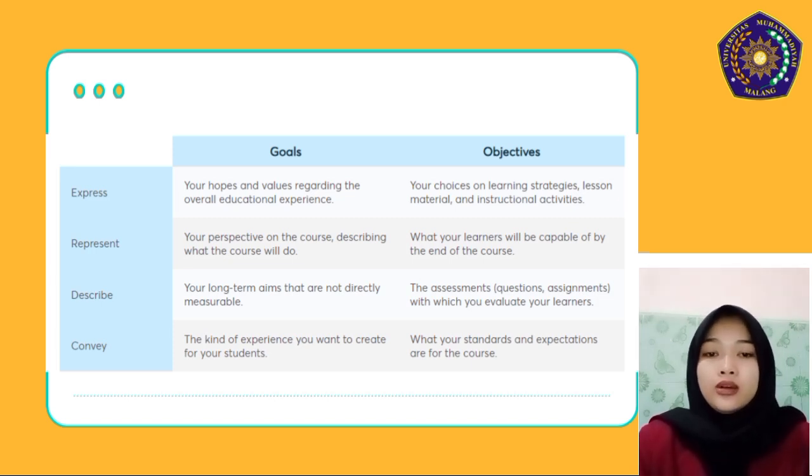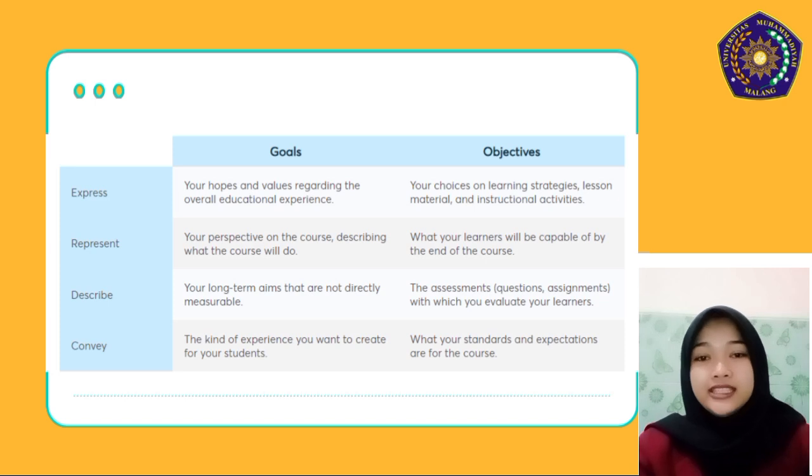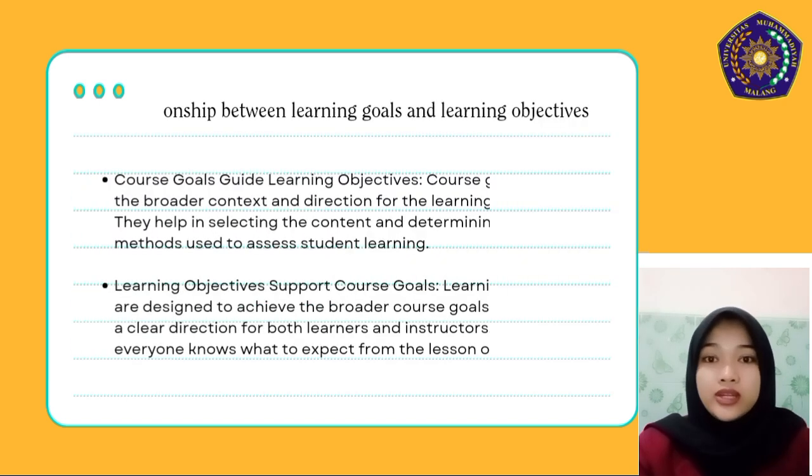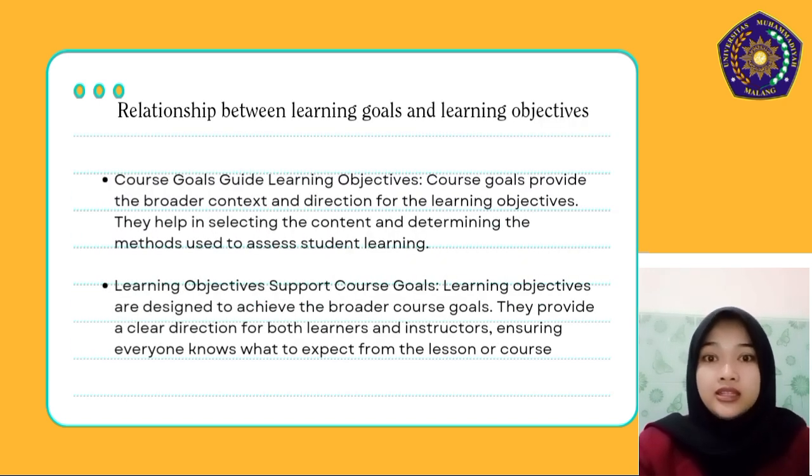And the last difference is that learning goals convey the kind of experience teachers want to create for students, while learning objectives convey what teachers' standards and expectations are for the course. Okay, the differences are done, and then let's move to the relationship between learning goals and learning objectives. There are two relationships. The first one is that learning goals guide the learning objectives, and the second one is that learning objectives support the learning goals.